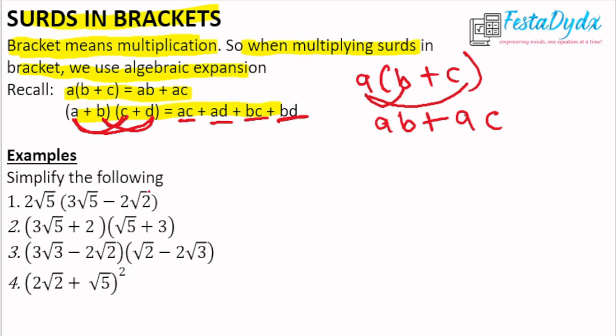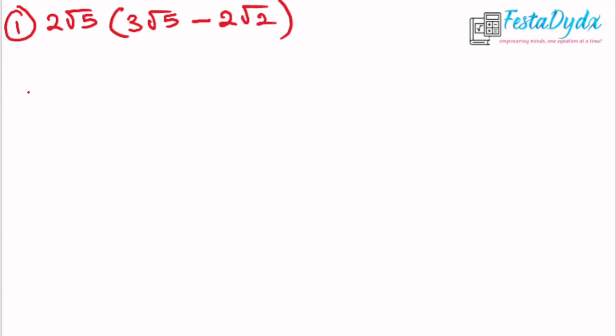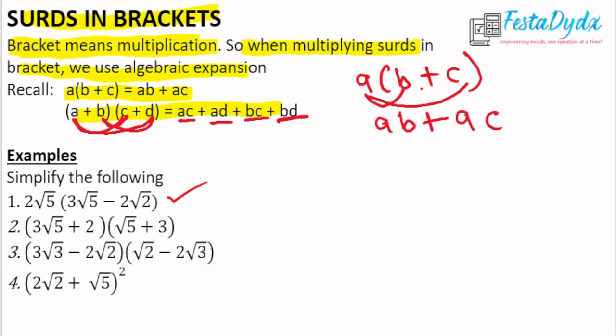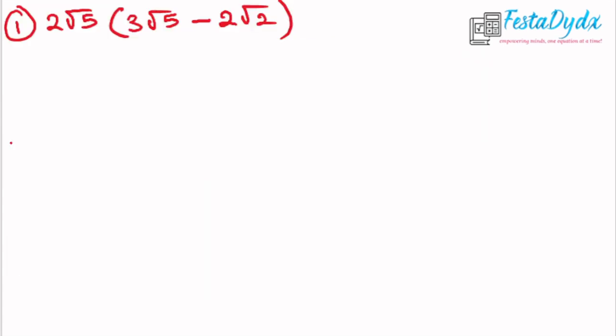It says simplify the following. We have 2 root 5 bracket 3 root 5 minus 2 root 2. So let's do number 1 first, then we'll apply the idea we used for number 1 to solve numbers 2, 3, and 4. Number 1 says 2 root 5 bracket 3 root 5 minus 2 root 2. Just as we expanded the algebra by saying a times b and then a times c, we're going to expand this by saying this times this first, before this times this. So let's do the first one.